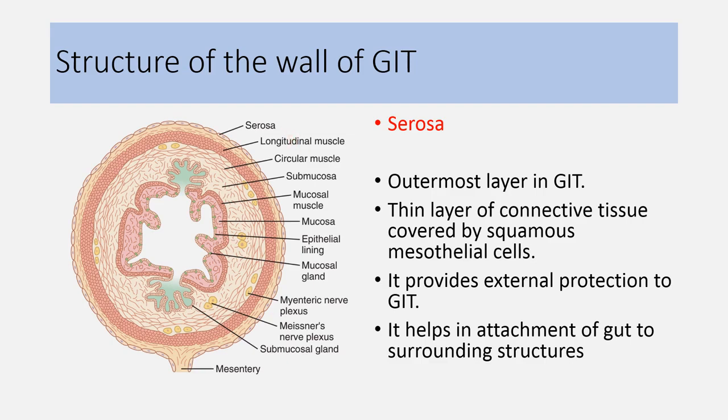Serosa is the outermost layer in the gastrointestinal tract. This is a thin layer of connective tissue covered by squamous mesothelial cells. It provides external protection to the gastrointestinal tract and also helps in attachment of the gut to surrounding structures.